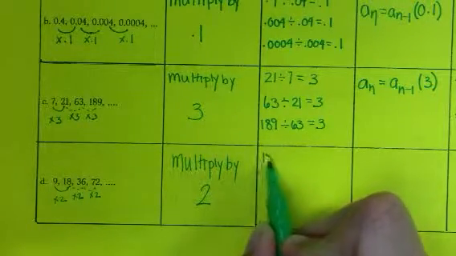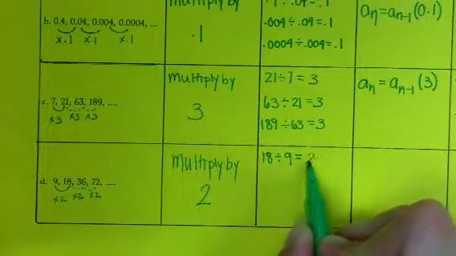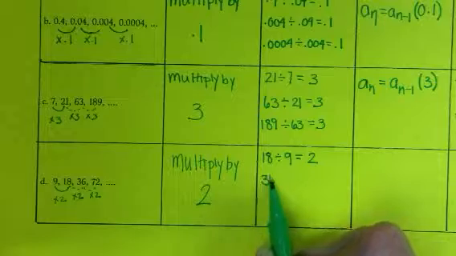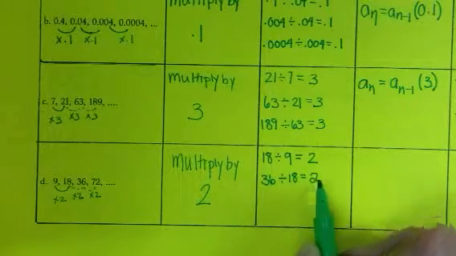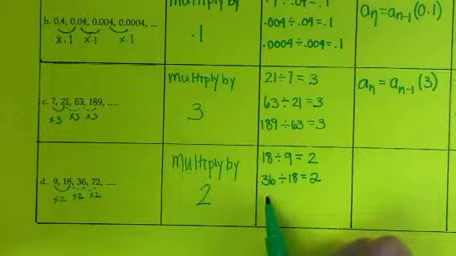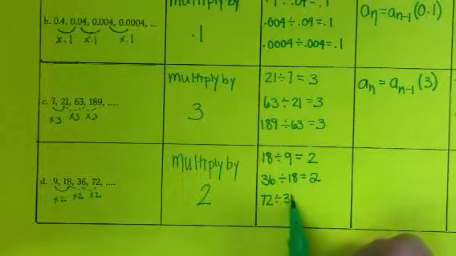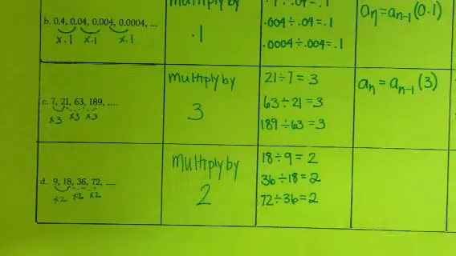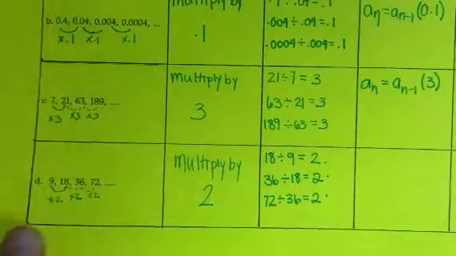So you take your next, which is 18, your second term, divided by your first term. 18 divided by 9 is 2. Your third term, 36, divided by your previous term, which is 18, and you get 2. You have your fourth term, which is 72, divided by your previous term, which is 36, and that as well gives you 2. We have to have the same common ratio in order to be geometric. If the ratio changes, then we do not have a geometric sequence, and therefore you do not have a recursive or an explicit formula.